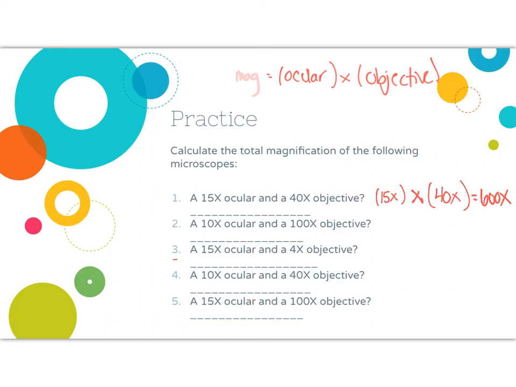I'm going to do 3 as well. A 15 times ocular lens and a 4 times objective lens. So 15 times 4 is 60 times magnified. We put an X after the number. It's kind of like a unit of magnification. We say that it is 60 times larger. You could go ahead and practice these if you would like.